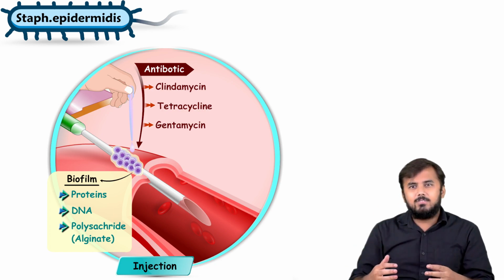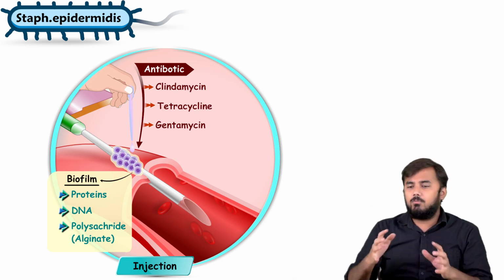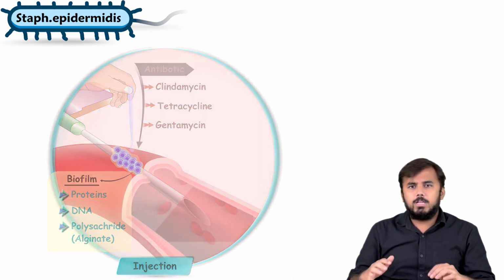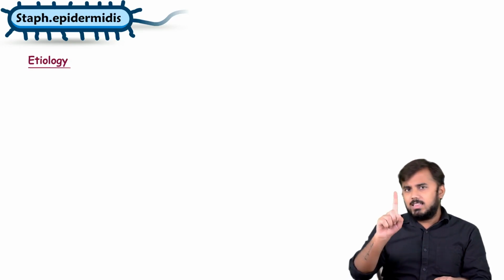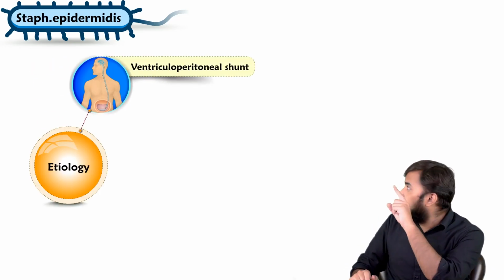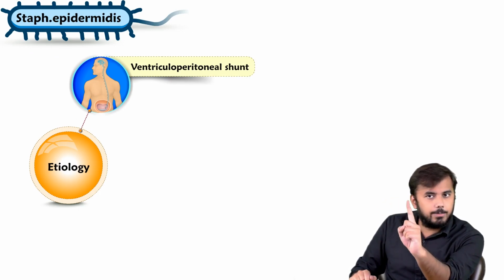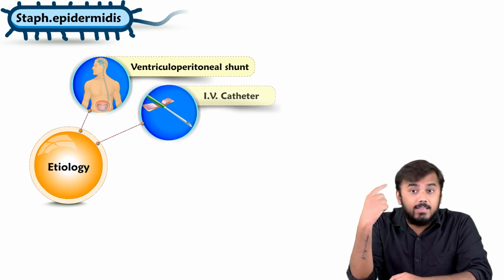How did the bacteria divide? How did the bacteria synthesize biofilm? And what is the use of biofilm? You very well know. So let us talk about the etiology. One thing you are very sure of: ventriculoperitoneal shunt is one of the most important etiologies. Second, how can it spread? One is the ventriculoperitoneal shunt. Second is the IV catheter.